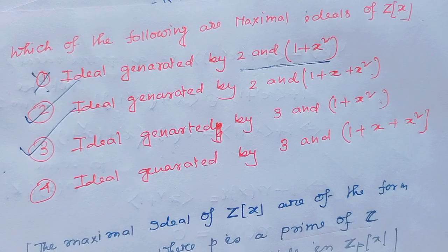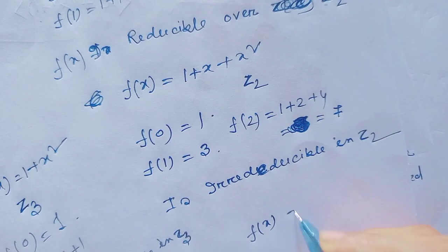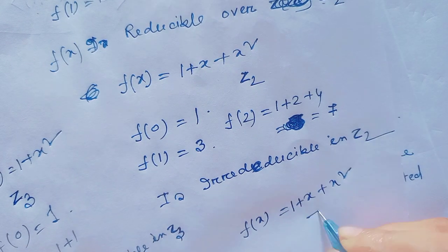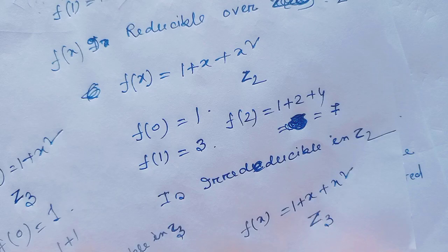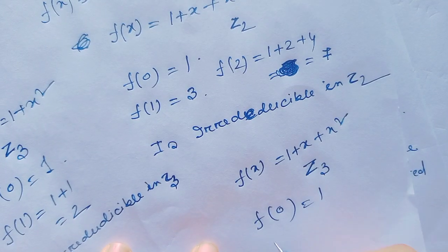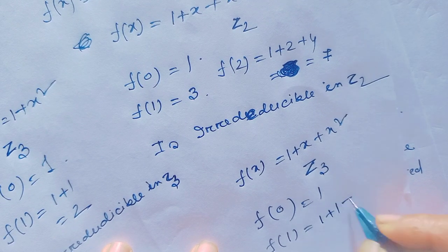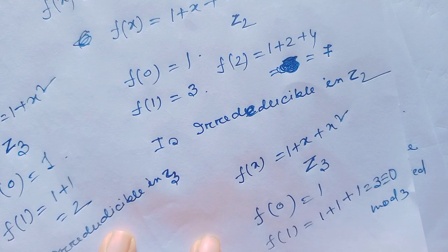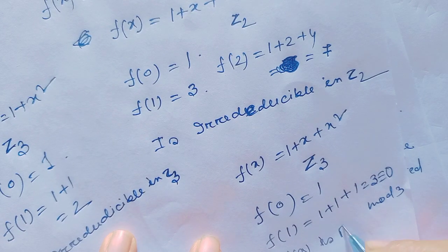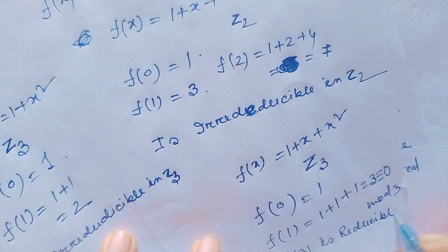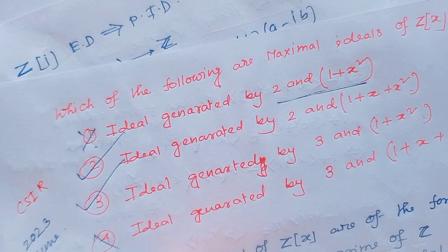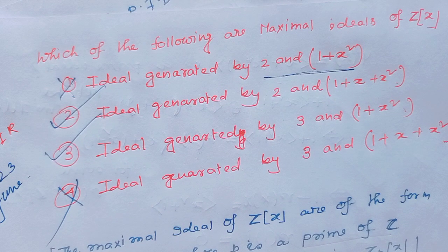Option 4, ideal generated by 3 and 1 plus x plus x square. Here the function f(x) equals 1 plus x plus x square. We have to find whether this polynomial is irreducible over Z3. Notice here f(0) equals 1, f(1) equals 1 plus 1 plus 1, which is 3, which is congruent to 0 mod 3. So f(x) is reducible over Z3. So option 4 is also a wrong option. Only option 2 and option 3 are right options.